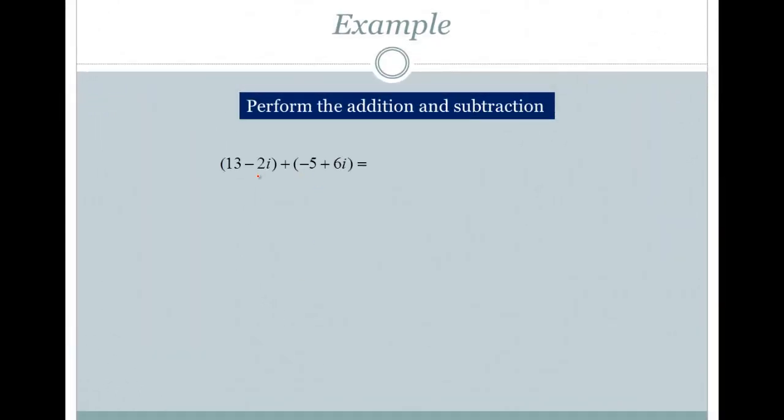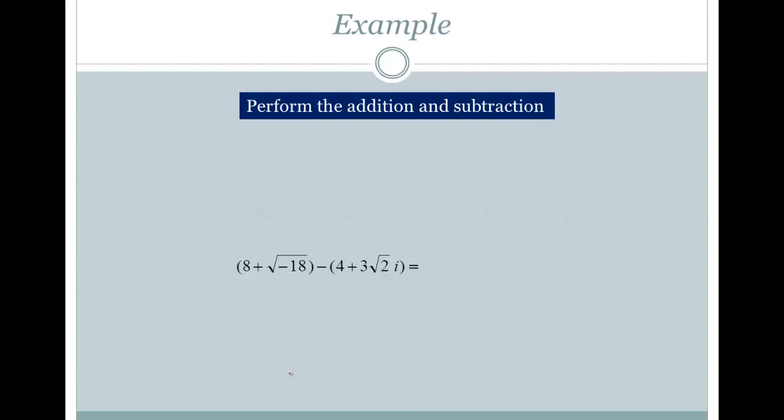Here I'm adding two complex numbers. I simply want to add the real parts, so 13 minus 5, and I want to add the imaginary parts, negative 2 plus 6, and I get 8 plus 4i. Pretty straightforward. Another one, I'm going to subtract. So again, I want to subtract my real parts and subtract my imaginary parts. So 3 minus 6, plus 2 minus 13, negative 3 minus 11i.